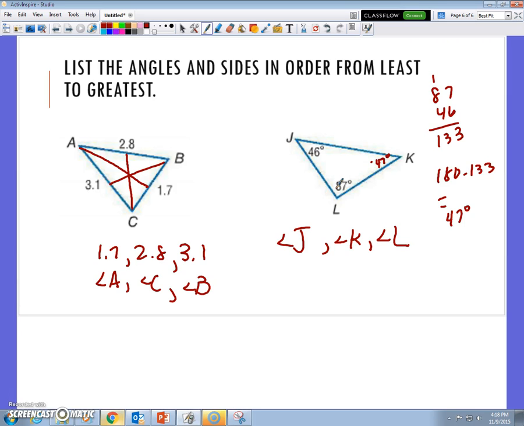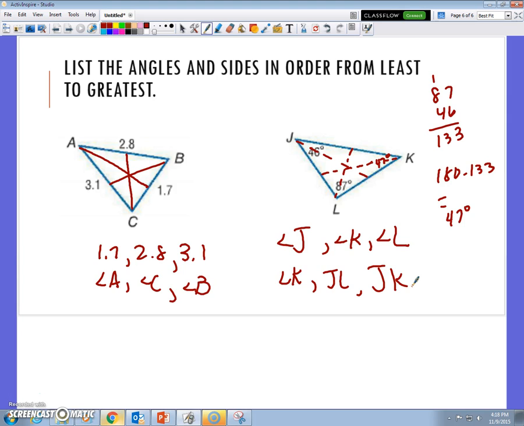However, the smallest side would be across from 46, so I would say LK is the smallest segment. Then the second smallest would be JL, and the third would be JK. In fact, that wouldn't be the third smallest; we would call that the biggest, or the longest. So that's the relationship between the triangles' angles and their sides.